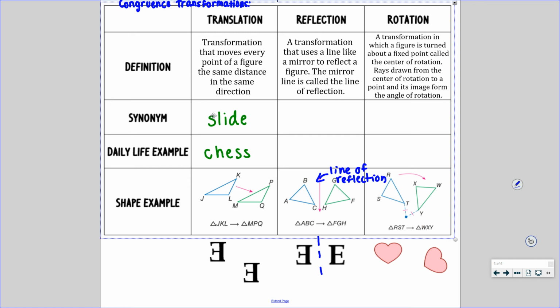All the sides would still be the same length. They're just facing a different way. So you might see this as a flip, another way to think of it. It just gets flipped over some line of reflection. A daily life example is a mirror. It reflects back your image.